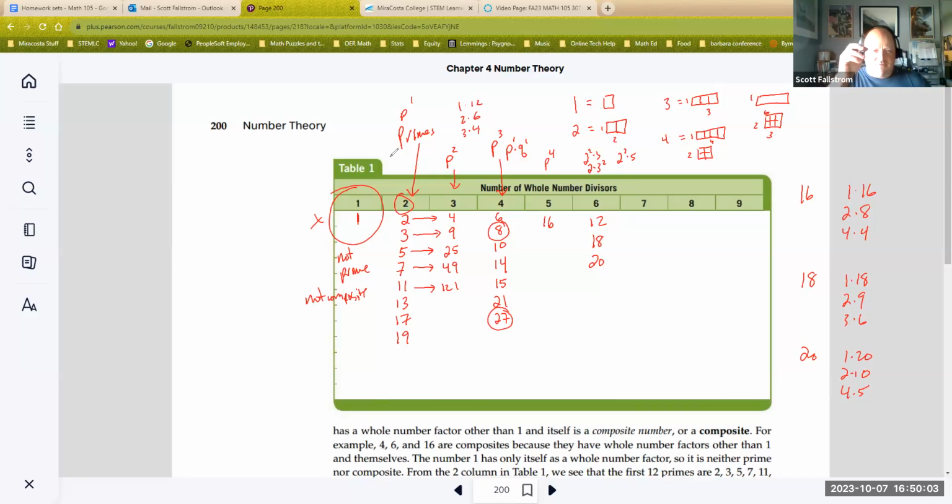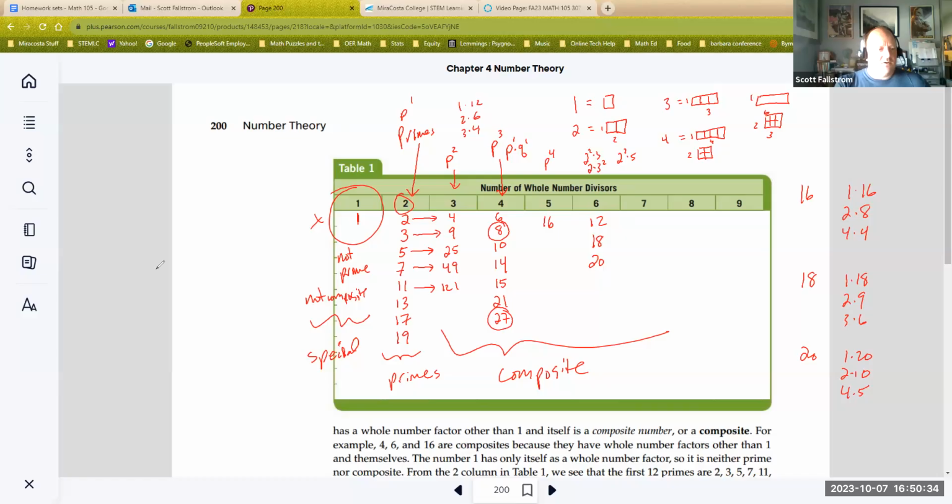So if you have exactly 2 factors, you're prime. Anything else in the table, we're going to call composite. So we have composite, which is if you have 3 or more whole number divisors. If you have exactly 2, we're going to call those primes. And then over here, 1, that's just special. It's not prime, it's not composite.